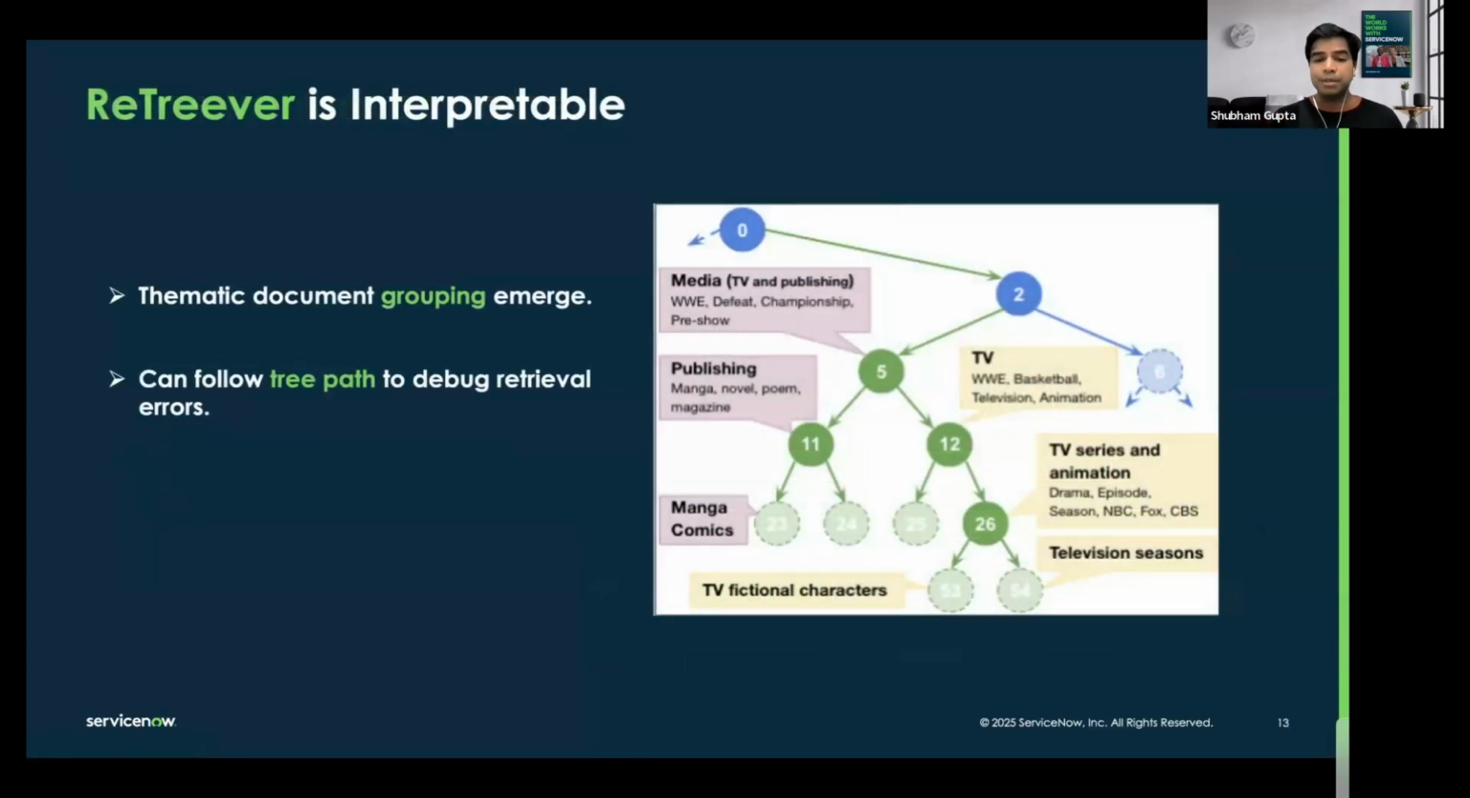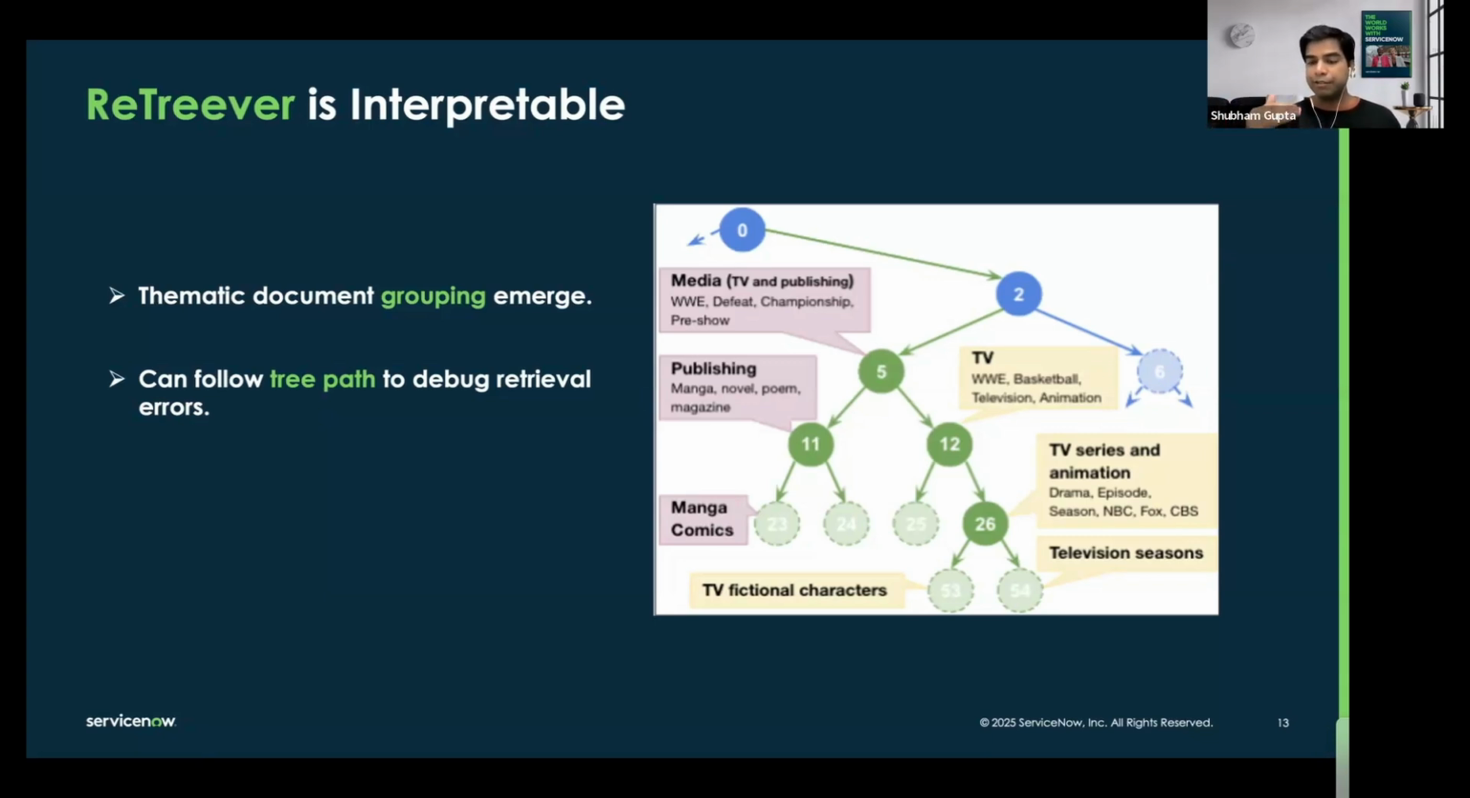A retriever is interpretable. As I touched upon earlier, hierarchical systems inherently bring in an idea of interpretability. And if you notice from our last slide, we are not training specifically to learn thematic groupings of documents, but by the nature of the hierarchy introduced there and by the nature of the training, these thematic document groupings emerge on their own. For example, we noticed that this node 5 in our tree had very high probability assigned to all the documents related to media, like both TV and publishing side.